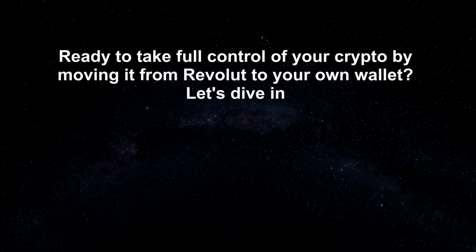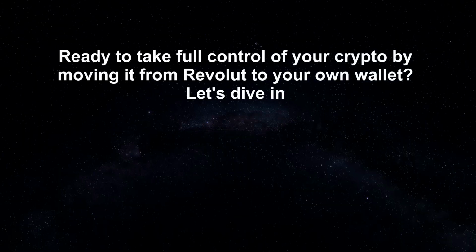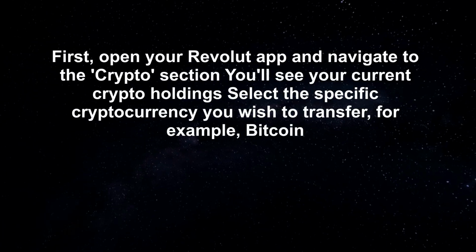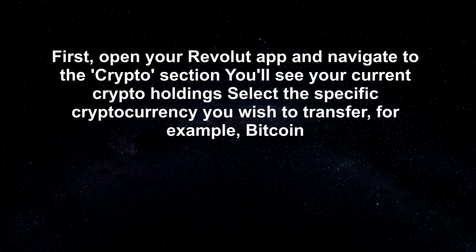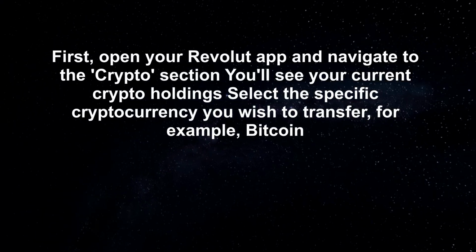Ready to take full control of your crypto by moving it from Revolut to your own wallet? Let's dive in. First, open your Revolut app and navigate to the crypto section. You'll see your current crypto holdings. Select the specific cryptocurrency you wish to transfer, for example, Bitcoin.